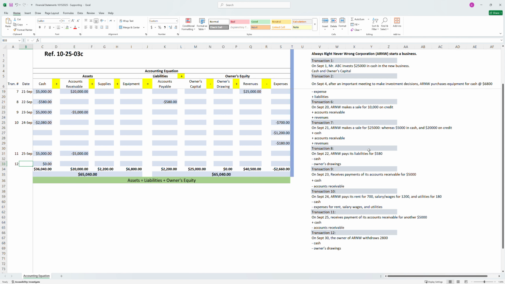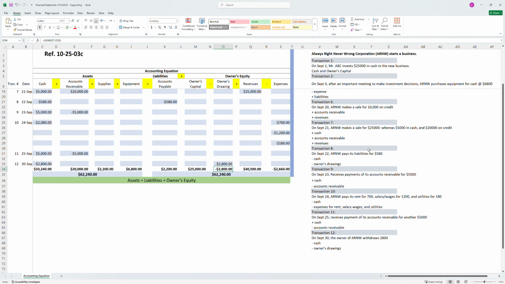And now transaction 12, which is the last transaction, which is September 30th. And then the owner withdraws money by $2,800. We reduce cash by that amount, and then we add the same amount under the owner's drawings here. So with this, it concludes our video.